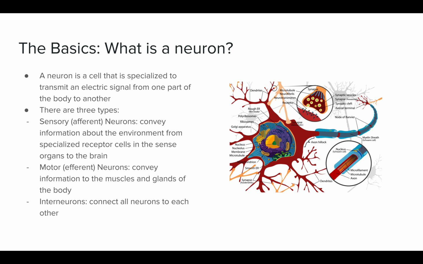Motor neurons, also known as efferent neurons, convey information to the muscles and glands of the body. And, last but not least, interneurons, who connect all neurons to each other and create a neural network.